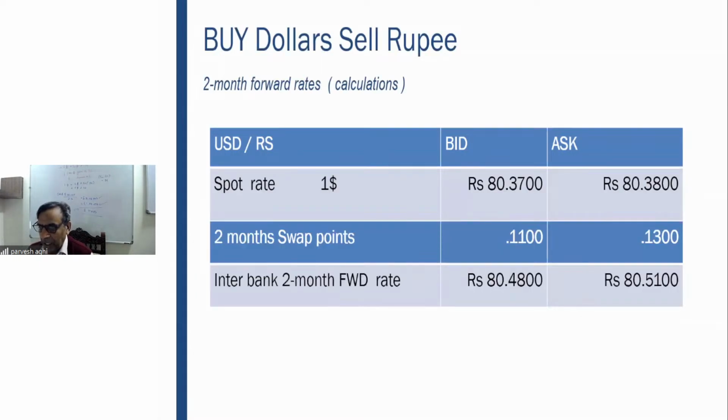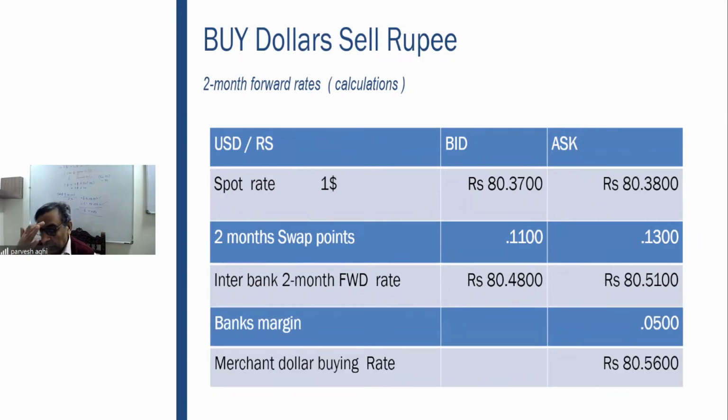So we multiplied and took it to the decimal places, and then we simply, they are again increasing, so we are going to add to the interbank forward. The 2 month forward rate will be 80.48 and 80.510. Now, since there is no commission rate which is given, so we can, sorry, this is given here. Okay, 80.56. So this we have already done.